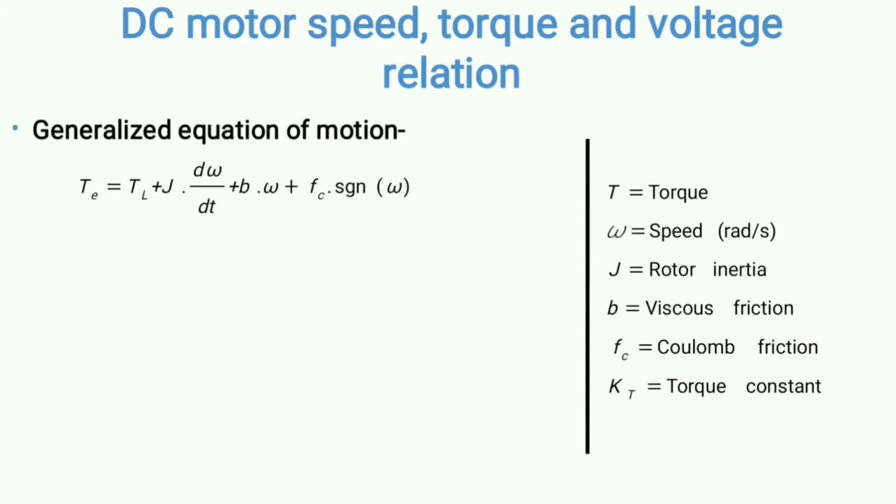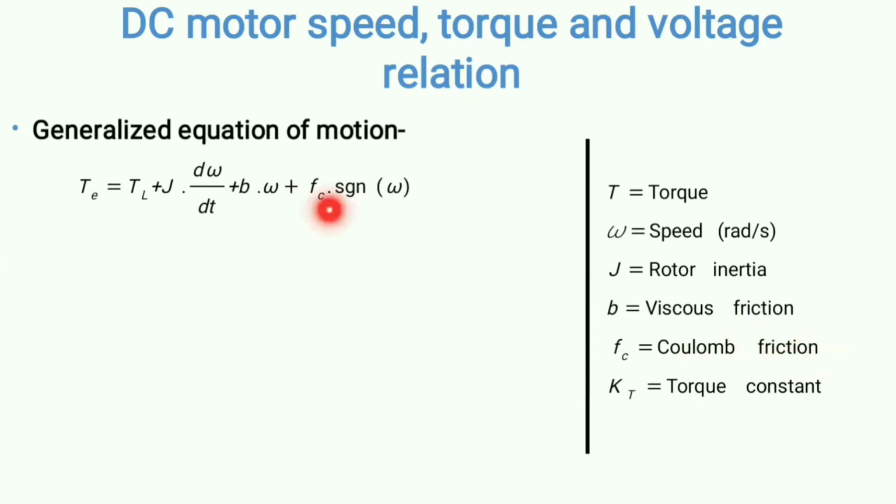So to begin with, we all know this is the generalized equation of motion. It is a very well known equation of motion, especially used in mechanical engineering. So Te is known as the electromagnetic torque that is developed by the DC motor. TL is your load torque due to the load that you are applying. J is your rotor inertia. B is your viscous friction constant. Fc is your Coulomb friction.